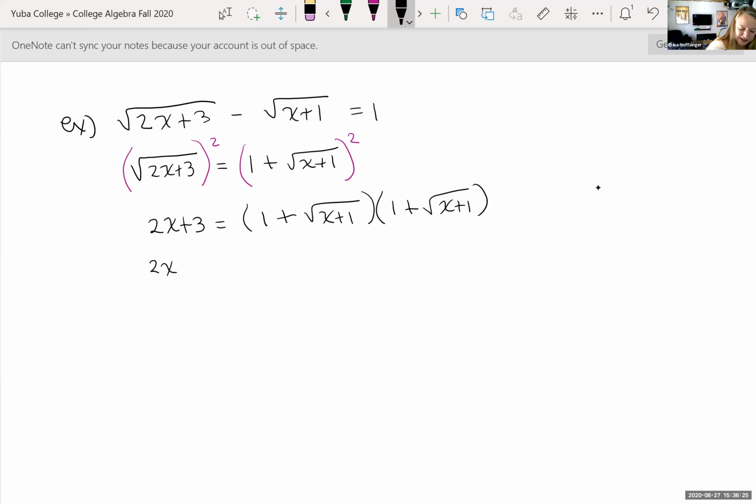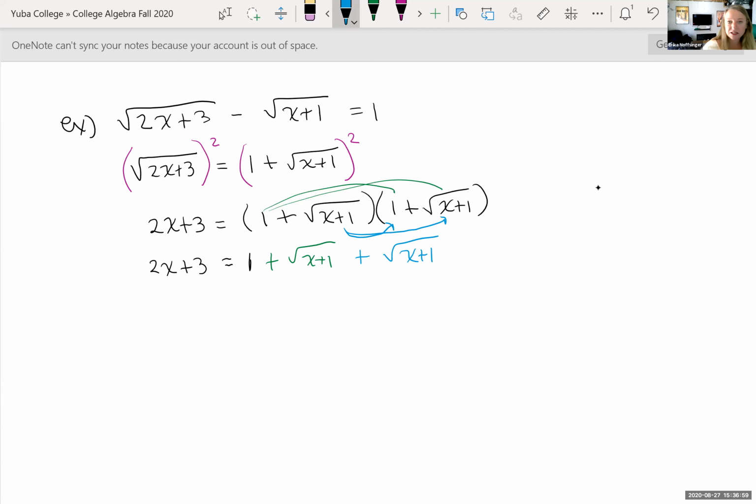I'm going to need to distribute, so let's just bring down the left-hand side, 2x plus 3. If we distribute 1 to each term, we get 1 times 1, which is 1, and 1 times the square root of x plus 1, so that's plus the square root of x plus 1. And then distributing the square root of x plus 1 to each piece, we get the square root of x plus 1 times 1, so that's plus square root of x plus 1. And the square root of x plus 1 times the square root of x plus 1 is the same thing as the square root of x plus 1 squared, which just gives us the radicand, which is x plus 1.